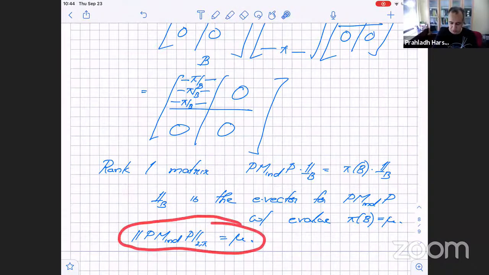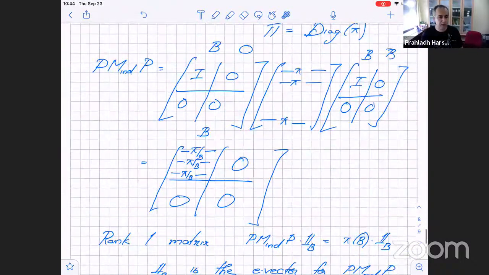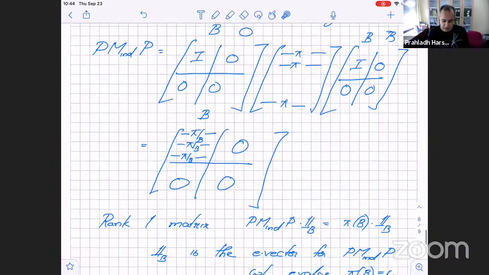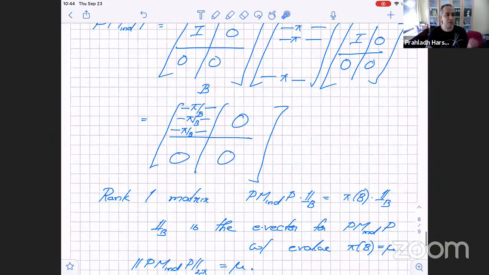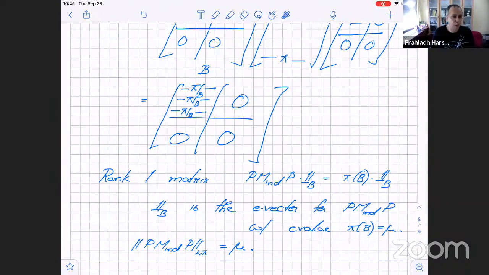Is it clear why the 2-norm of P M_ind P is actually mu? Because it's a rank 1 matrix, and we have explicitly written down what the matrix is. I want to find out what the largest stretch is, and it's a rank 1 matrix. Therefore, the largest stretch is the largest eigenvalue, and because it's rank 1, it is the only non-zero eigenvalue that you can have. We have explicitly said this is the eigenvector. The only non-zero eigenvalue out here is mu, and therefore that is the norm of this matrix.